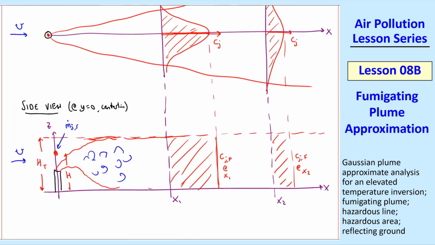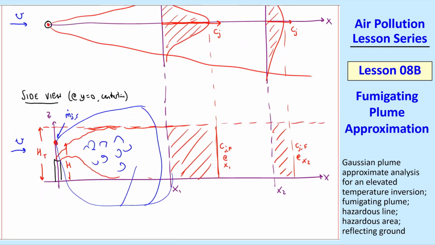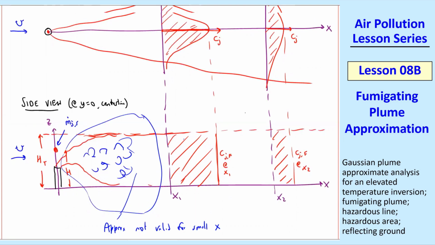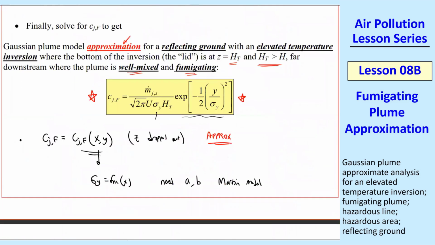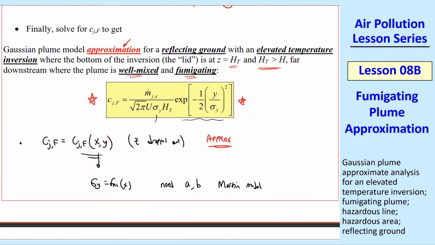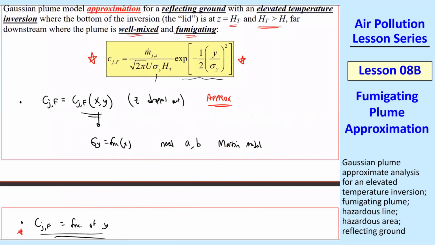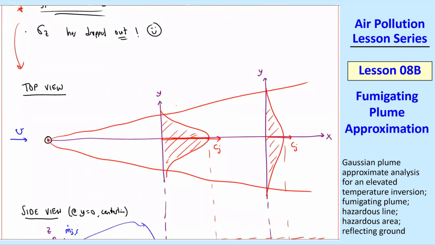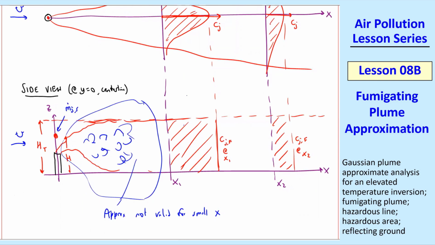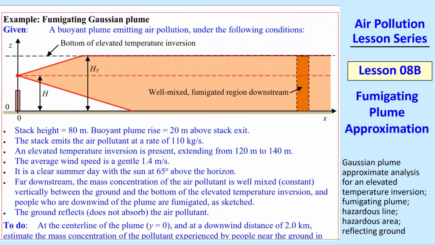And I should mention that there's a region here where this approximation is not valid for small x, because it has to have a chance to mix well enough and to fumigate till we have this well-mixed approximation at some x location that's a little bit further downstream. You can calculate this from x equals 0 on, basically, or a little bit above 0, but you can only use it for x far downstream where it's had a chance to get well mixed, like what you saw in that first picture that I showed. With that, I'm ready to do an example problem.